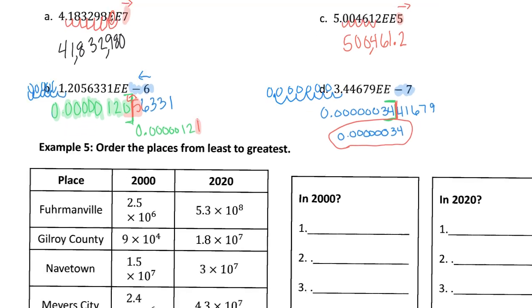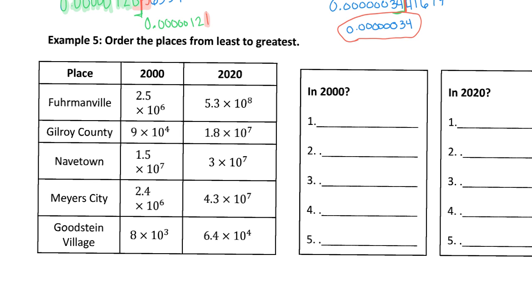All right. So now sometimes you'll be given information in a table like this, and then we have to order these places from greatest to least. So what we're going to do with that is look at these exponents, and we're going to put them in order from least to greatest. Okay? So which city has the smallest exponent? Because the smaller the exponent, the smaller the number is, right? So in this case, it's Goodstein Village with an exponent of 3. So that's what we're going to put. From least to greatest is Goodstein Village.